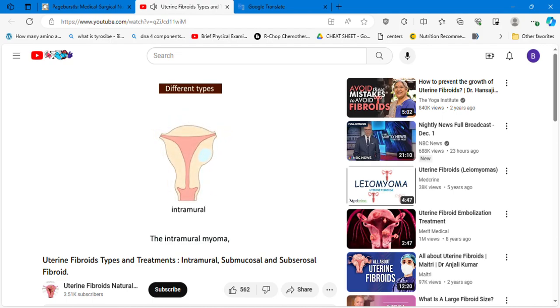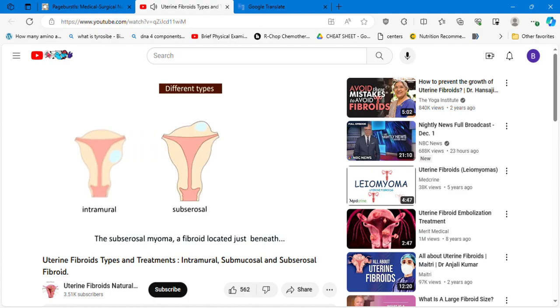The intramural myoma, a fibroid that grows in the muscular wall of the uterus. The subserosal myoma, a fibroid located just beneath the outside covering of the uterus. Here, the fibroid projects to the outside and occasionally remains connected with the uterus only through a small stalk. The submucosal myoma, a tumour that grows beneath the surface of the uterus lining. Therefore, this type of fibroid can grow in the uterine cavity.